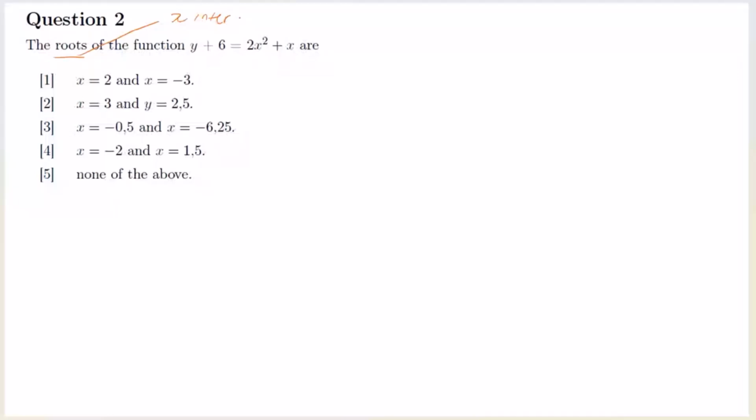So you are asked to find the x-intercepts here. You've got y plus 6 is equal to 2x squared plus x. If you've got a question like this, you know the x-intercept is when your y is equal to 0. So you've got (x, 0). That is the definition of the roots. So what you do here, you let your y be 0.